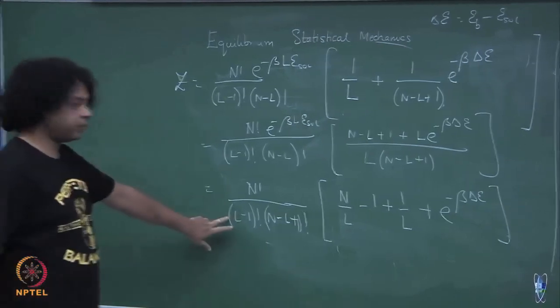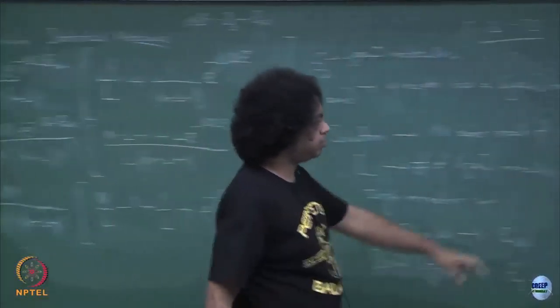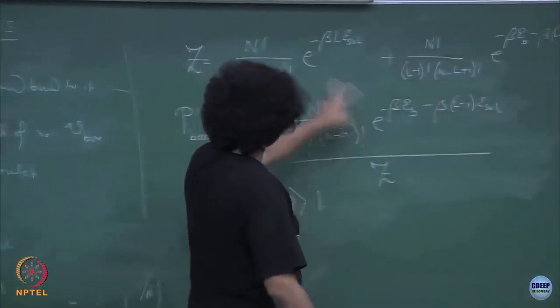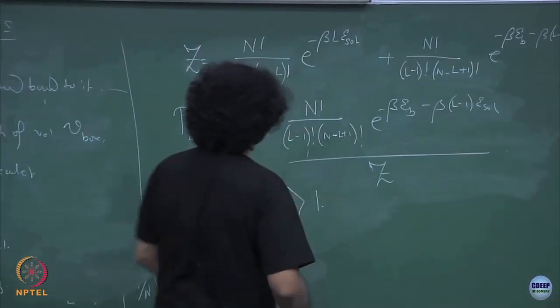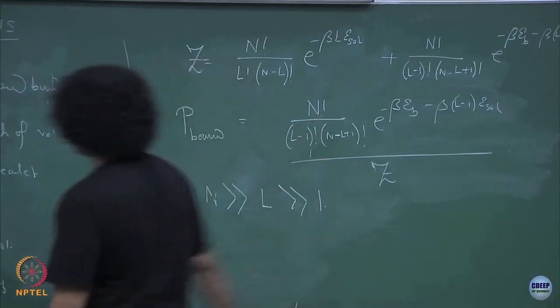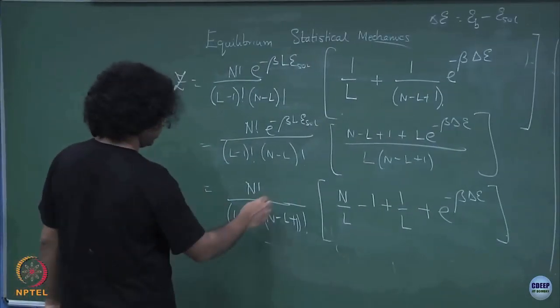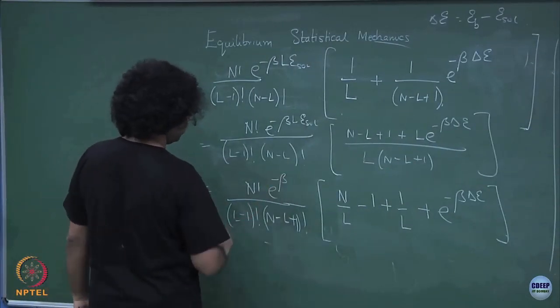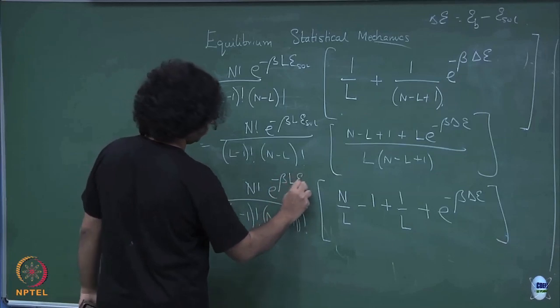Why I wrote it in this form is that ultimately I want to put that z over here. So, I just want to get the prefactor as the same, which is n factorial over (L minus 1) factorial times (n minus L plus 1) factorial, and of course, I am missing this e to the power of minus beta L epsilon.